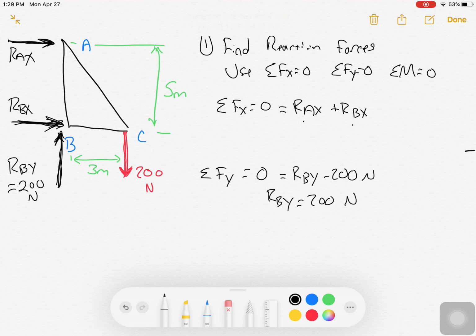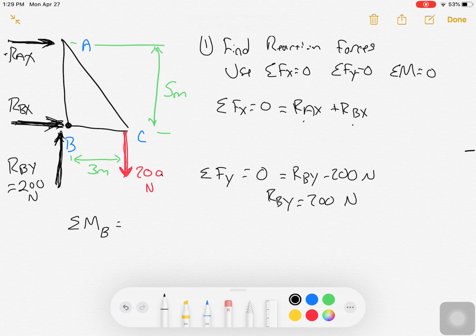All right. Next, I'm going to take my sum of the moments around a point. Now, I like to take them around the point where the pin was, and that was B. So I'm going to take the sum of moments around point B. And notice RBX and RBY go through that point. So that means they don't create a moment, because a moment is a force times a distance. Both of those forces go right through point B, so their distance is 0, so their moment would be 0, so I don't have to worry about them. So the only things left that can create a moment, I want to check all my forces, and the only two left are RAX and the 200 newtons.